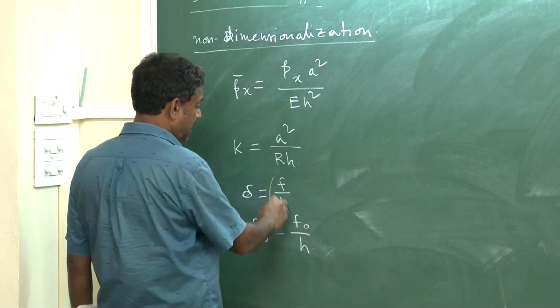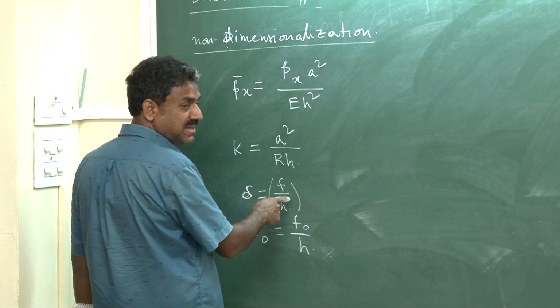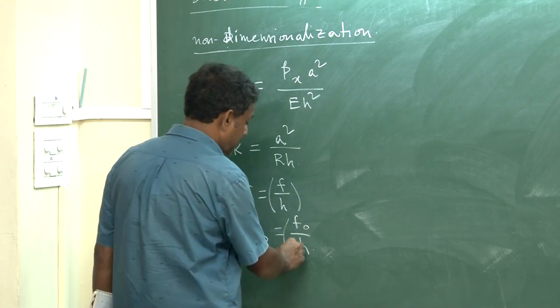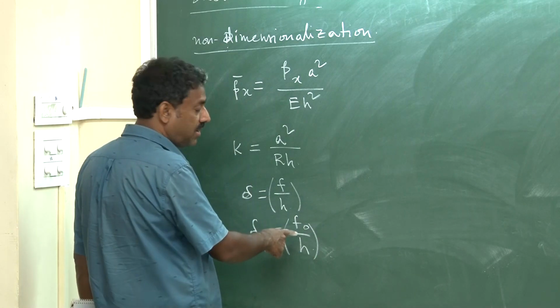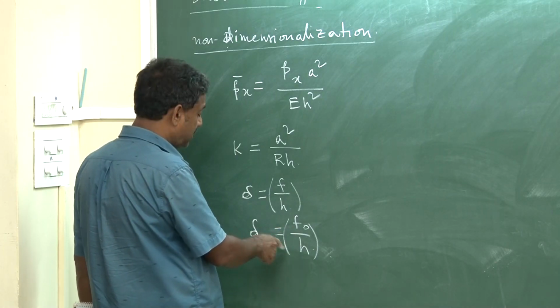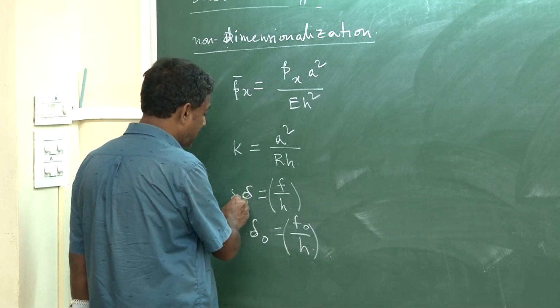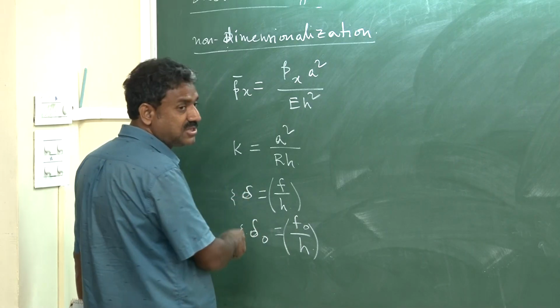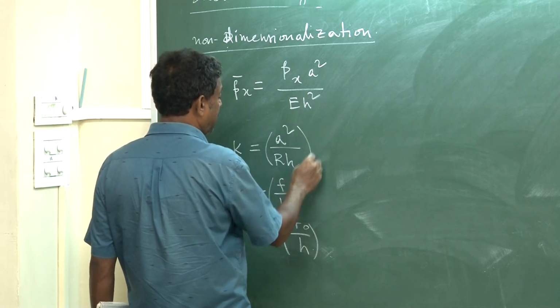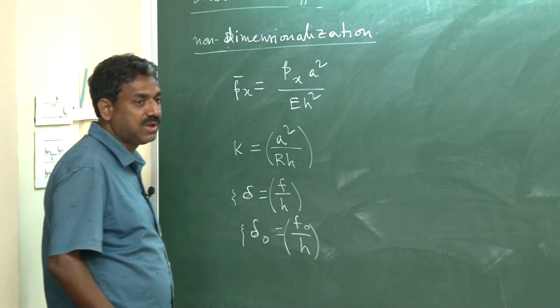Please note that F by H, F is the amplitude displacement, non-dimensional with respect to thickness of the shell, and imperfection amplitude non-dimensionalized by the thickness of the shell. So these are the non-dimensionalized deflection, this is non-dimensionalized imperfection amplitude, right. And this K is a parameter which is essentially L square by RH, okay.